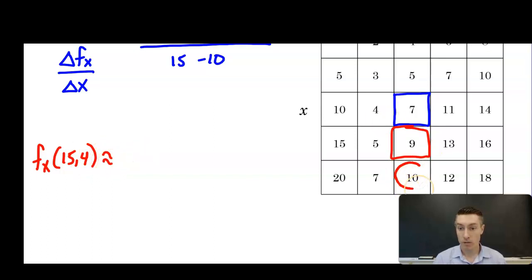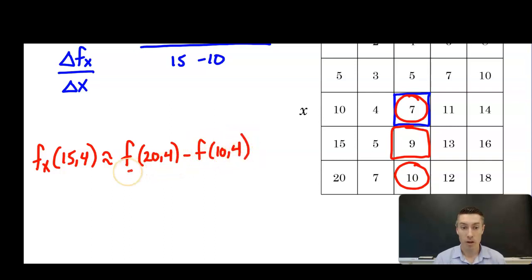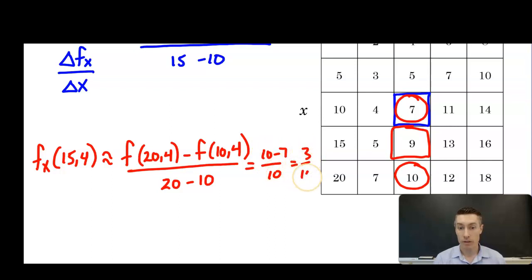So I'm going to use the function values surrounding the point (15, 4), where y is constant and x is changing. So I'm going to use the function value at (20, 4) minus the function value at (10, 4) over the change in x, 20 minus 10. And again, you do have flexibility here as a reminder. I chose to use the points surrounding (15, 4). We could have used (15, 4) and (20, 4), or (15, 4) and (10, 4). Since it is an estimate, we just need two points to create that estimate. So we have 10 minus 7 over 10, which is 3 over 10.